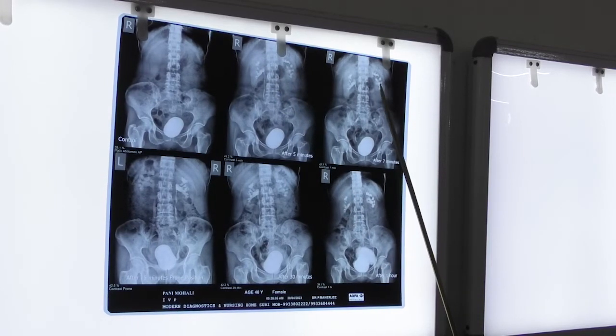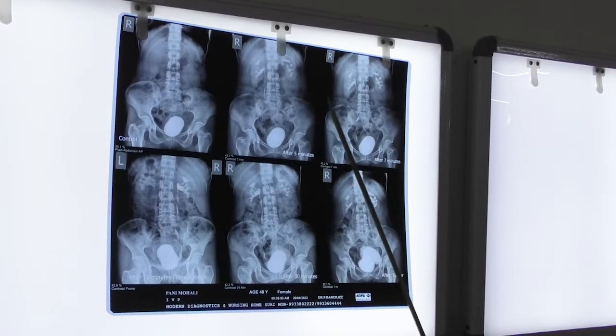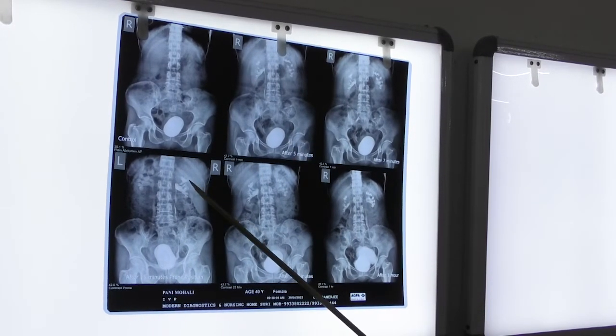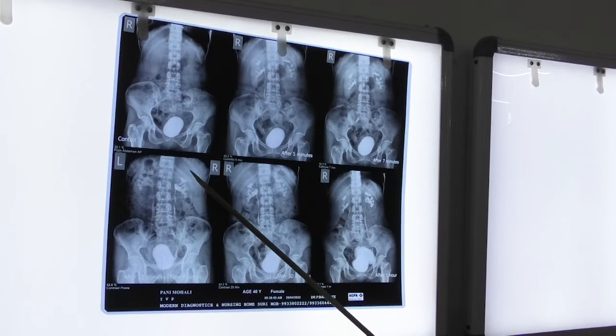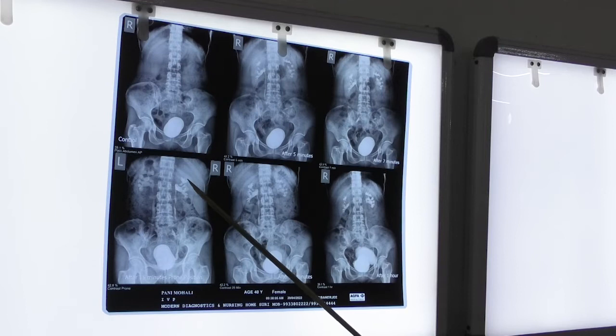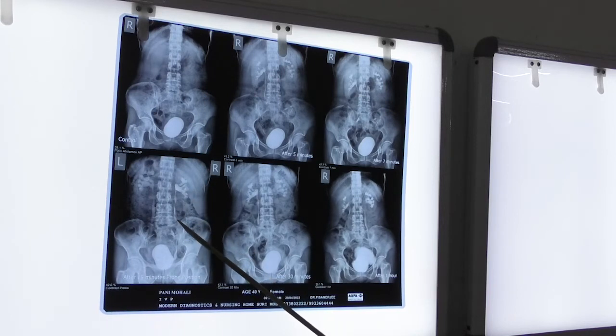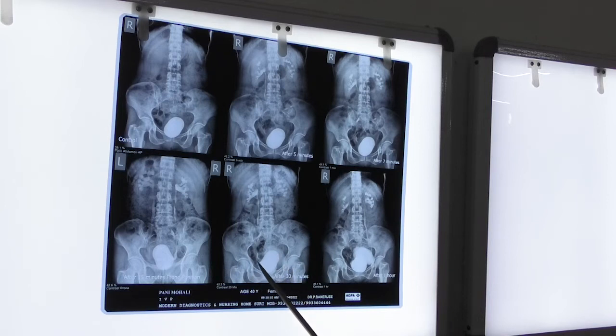We can see the calyces. The first one is the minor calyces. The minor calyces join to form the major calyces, and 2 to 3 major calyces join to form the pelvis of the ureter. Then we can see the ureter, and the shadow of the bladder. We can also see the shadow of the stone, the bladder stone.